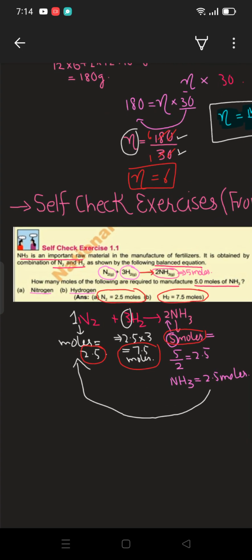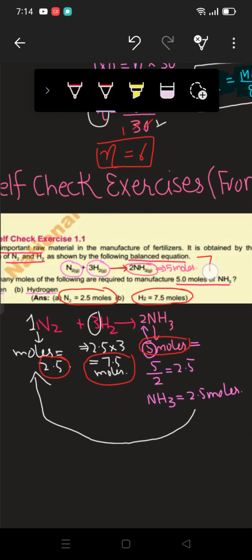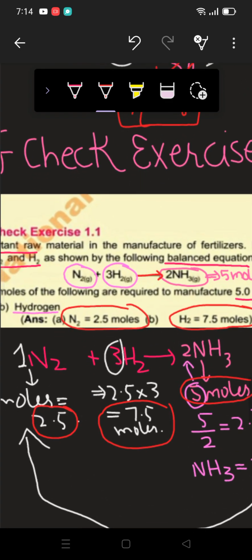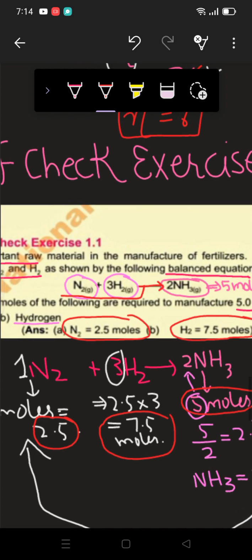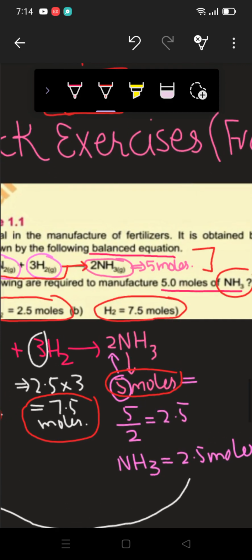NH3 is important. I said to leave that part. If they are asking you this, this was the reactor, you don't have to do anything with the reactor, right? They have just given this balanced chemical equation and they have asked how many moles of the following are required. They have asked the moles of these two and they have given us the moles of this NH3, alright. This NH3 they have already given us the mole, right?